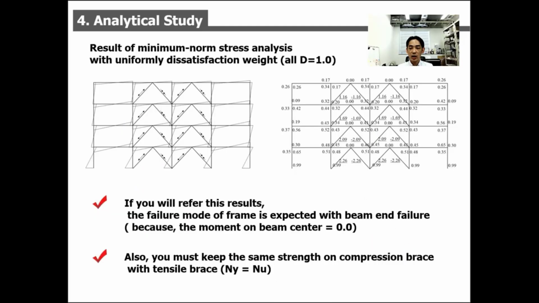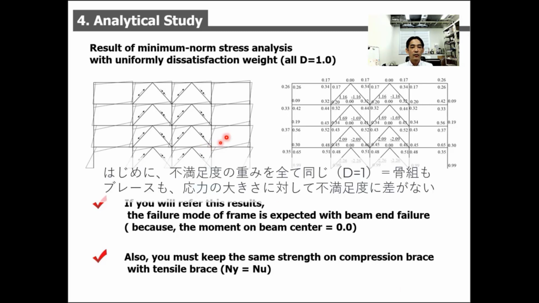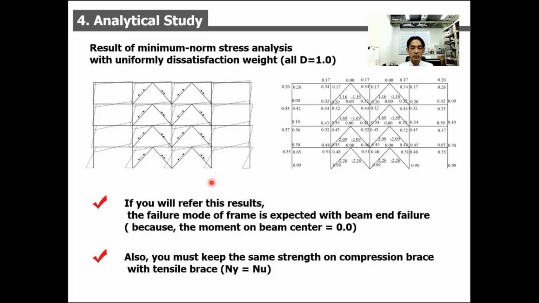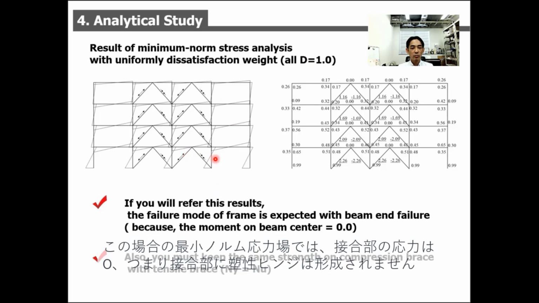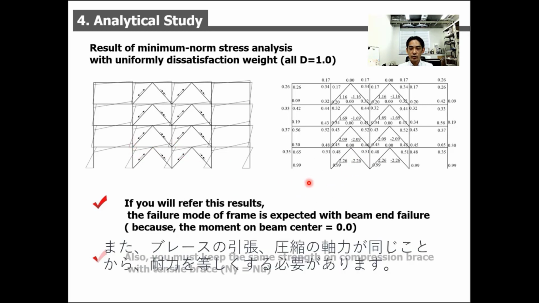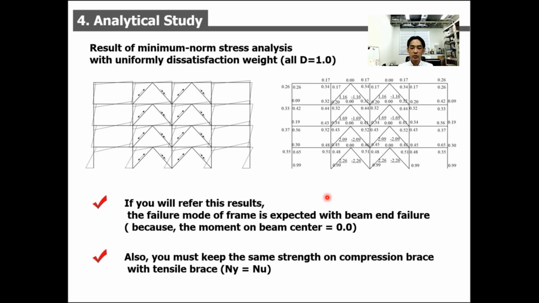Anyway, the minimum norm stress analysis is performed here. Uniform dissatisfaction is considered. First, all D equal 1.0. This is the analytical result. You can see that the moment at the joint of beam and brace is 0. If you refer to this result, the beam end failure mode is expected. Also, you can see the same stress on the tension and compression brace members. It means that you must keep the same strength on each brace. Sometimes it is not easy.